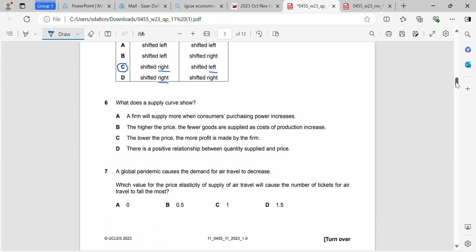Okay, what does a supply curve show? So, students in my class will probably have seen me do this before. What does the supply curve show? Well, it shows the quantity supplied, obviously, but it also shows the following. I describe it as plus plus minus minus, which is the relationship between quantity supplied and price. And plus plus minus minus is another way to say a positive relationship. Okay, the demand curve shows an inverse relationship.